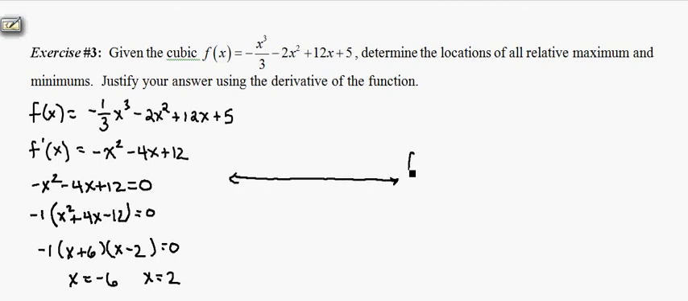Alright, I'm going to label it. It's critical that you label your number lines. Critical, critical. No pun intended. Here we've got our critical values, though, of negative 6 and 2. And now what I'm going to do is test the value of my derivative. But here's the key.